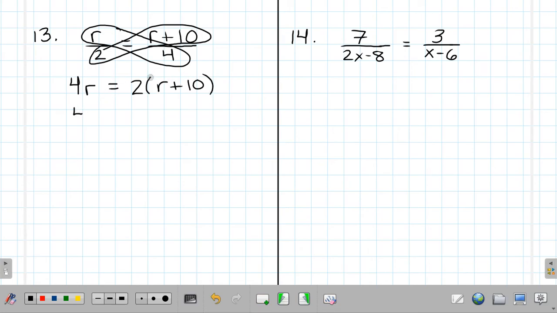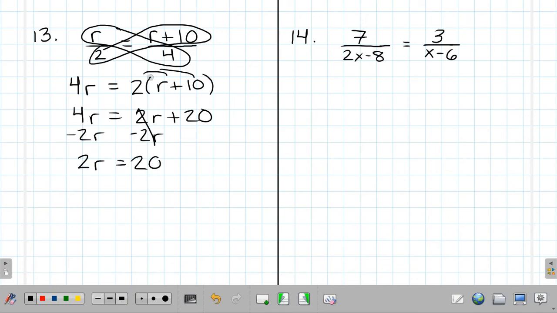So distribute. So 4r is equal to 2r plus 20. I'm going to subtract the 2r, subtract the 2r. 4r minus 2r is 2r, equal to 20. So this one's actually, to me, a pretty easy one. Divide by 2, r is equal to 10.